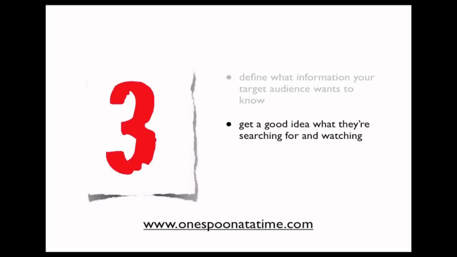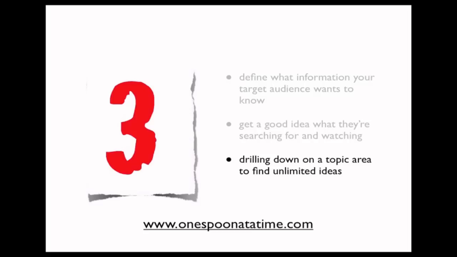Now, I'm going to show you a three-step process to come up with endless video ideas, and each step of the process can generate ideas on its own, but what I really like about this process is the steps can be used sequentially to A, define what information your target audience wants to know, B, get a good idea what your target audience is actually searching for and what they're watching as well, and C, drilling down on a topic area to find a virtually limitless supply of ideas that you can use as starting points to make videos.